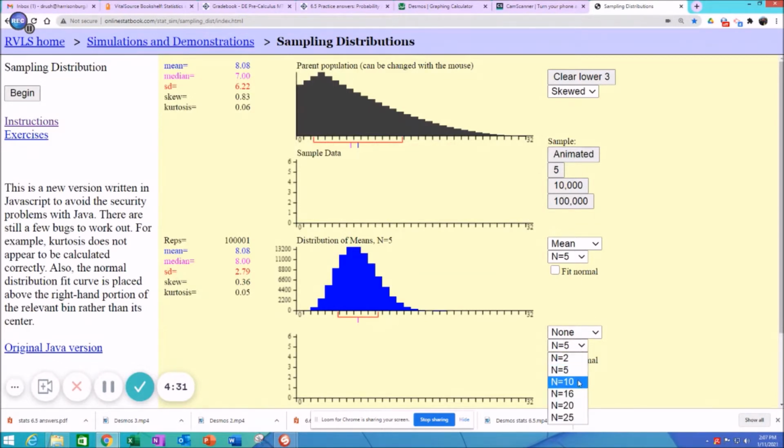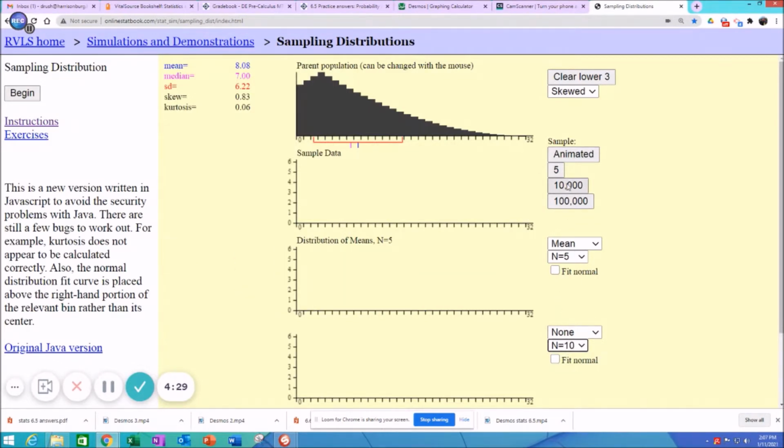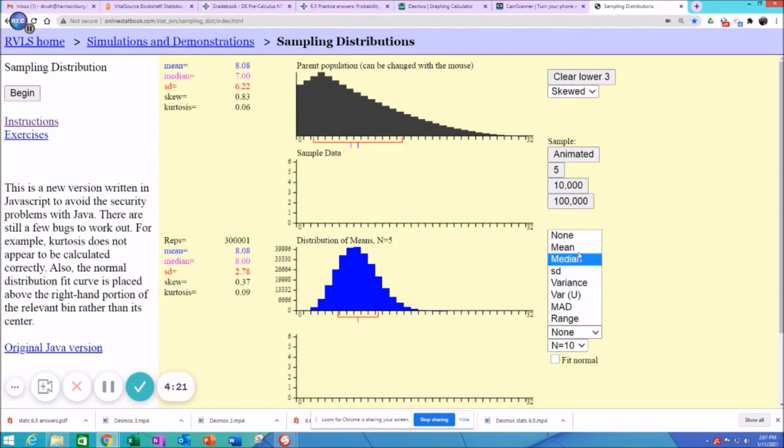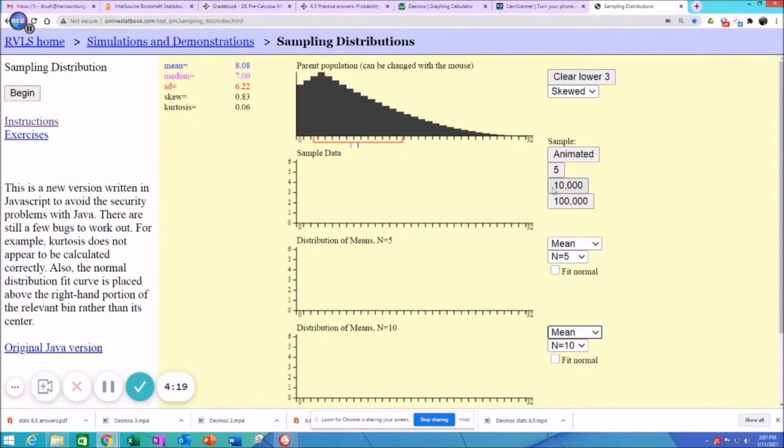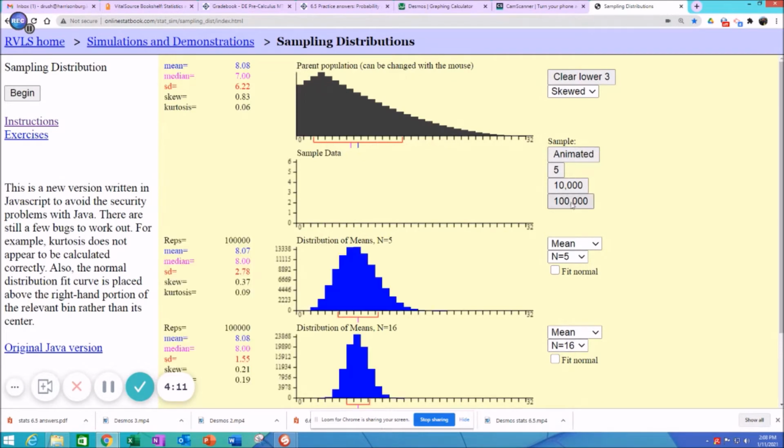Notice what happens when I do 10. I have to hit the mean here. So here's a sample of 5, here's 10. Actually, let's just make it 16. So 5 and then 16. If I do 100,000 of them, I know that the bigger sample creates a smaller distribution, right? But think about the variability. We know that more in our sample is going to have smaller variability.